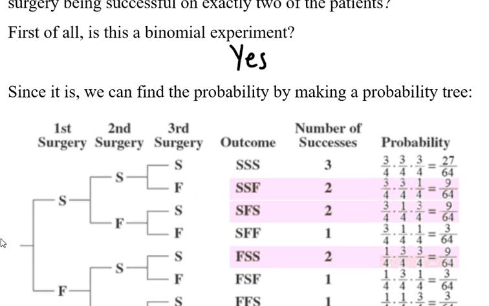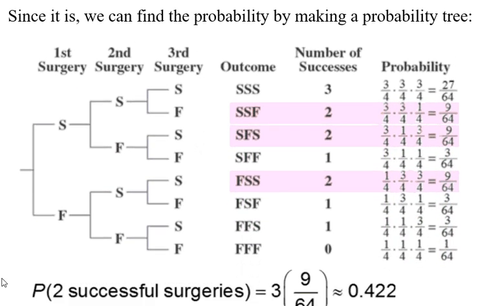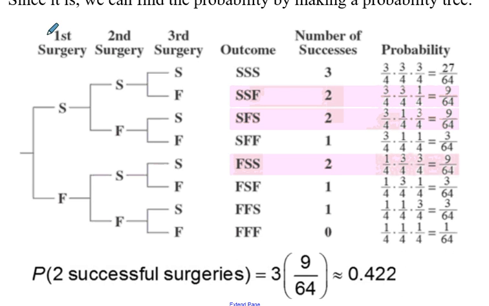So since it is, we can find the probability by making a probability tree. So this is what we're going to do. We'll say for the first surgery, you can either have a success or a failure. The second surgery, success, failure. Third surgery, success, failure. And so I list all of the different outcomes, success, success, success, success, failure, success, all of them. I can see that there's going to be 1, 2, 3, 4, 5, 6, 7, 8 different outcomes. And now I'm going to calculate the probability for each of them.